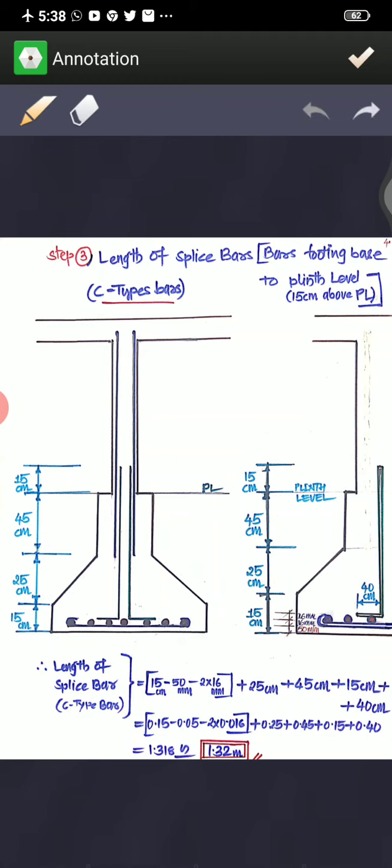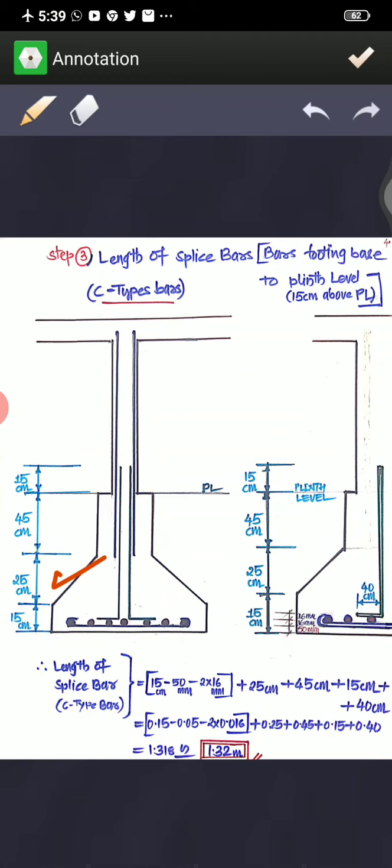Then the dimension: this portion is 15 centimeter, which is shown in the cross section. Then this tapered portion is 25 centimeter. Now the total base is 45 centimeter. Then after this plinth level, up to plinth level, the splice bar is going to be erected into the main column as a lap of 15 centimeter, right? You can see in this figure that lapping is given for the main column of 15 centimeter.